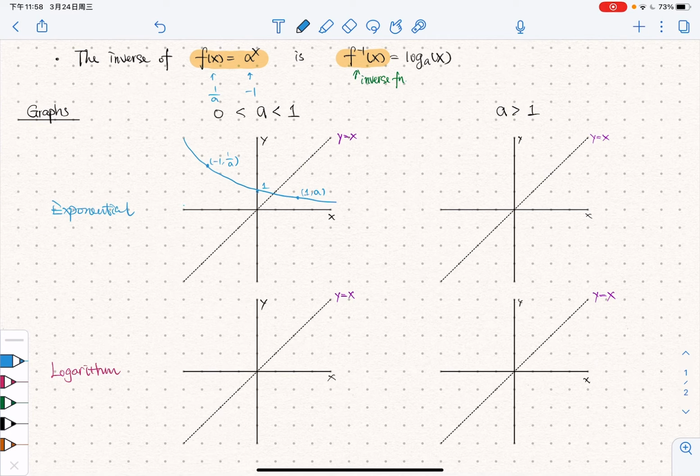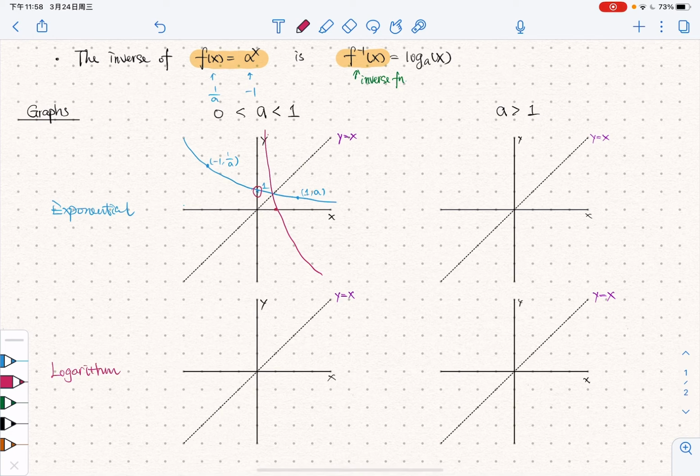Let's go back into drawing the log function. When drawing the log function, we flip the blue line around y equals x, the dashed line. When we're flipping it, we obtain this.